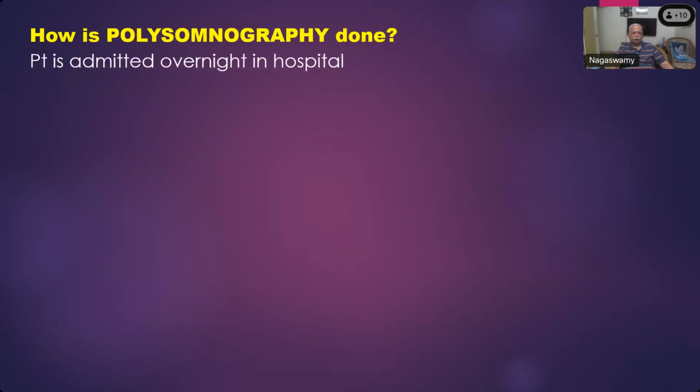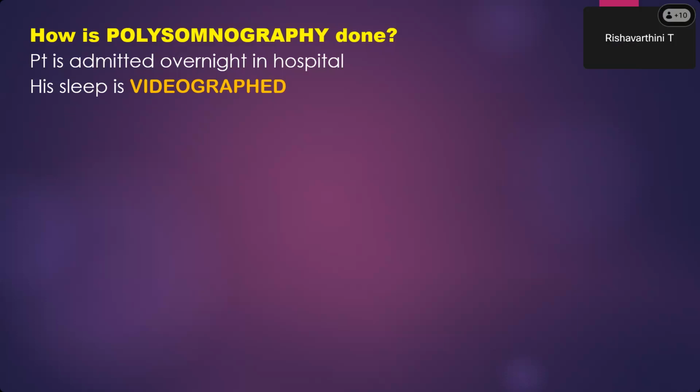So first thing, earlier the patient was admitted overnight in the hospital and his entire sleep is videographed. This is the most important part of it because they want to see the position in which the patient sleeps. Majority of the patients with OSA, can you make a guess in what position they would like to sleep? Using two pillows or head up position, like a ramped up position?